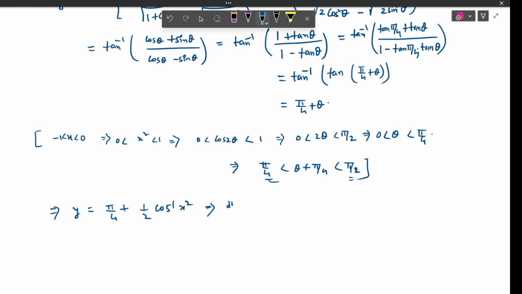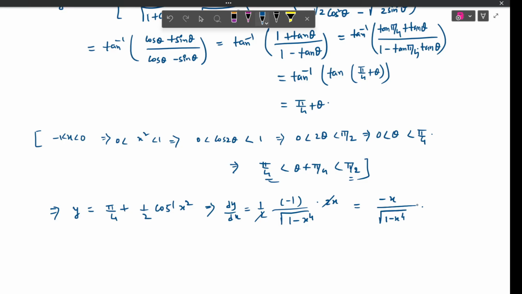Now you have to differentiate dy by dx. That would be, dy by dx of pi by 4 is 0. That half will come out. And the derivative of cos inverse x square is minus 1 by root under of 1 minus x square whole square, that is x to the power 4. Now differentiation of x square is 2x. So this 2 will cancel out. This will be minus x by root under of 1 minus x to the power 4.